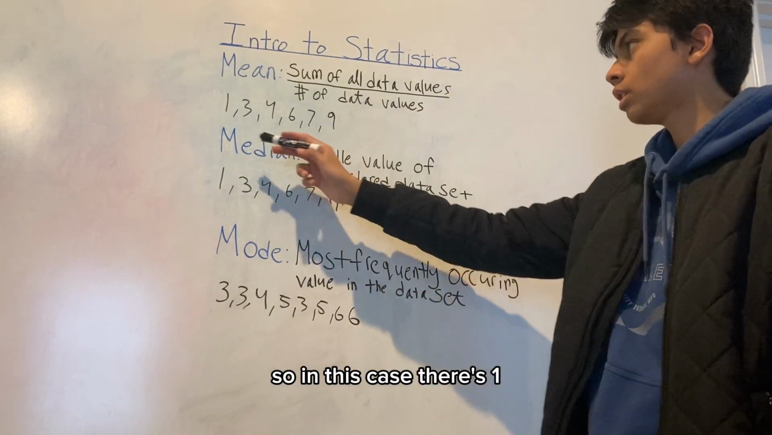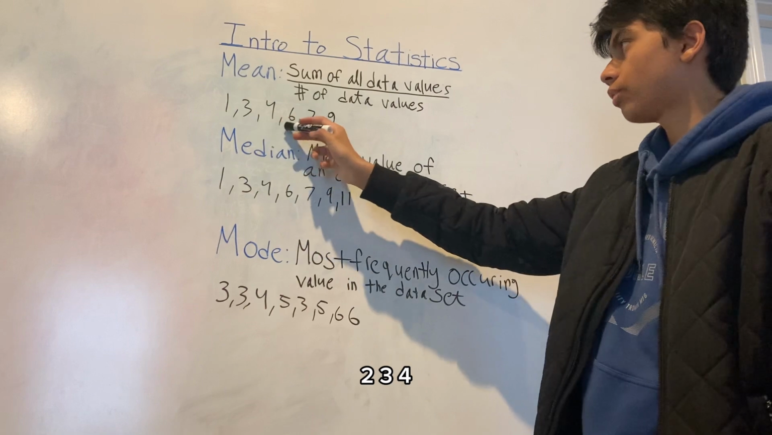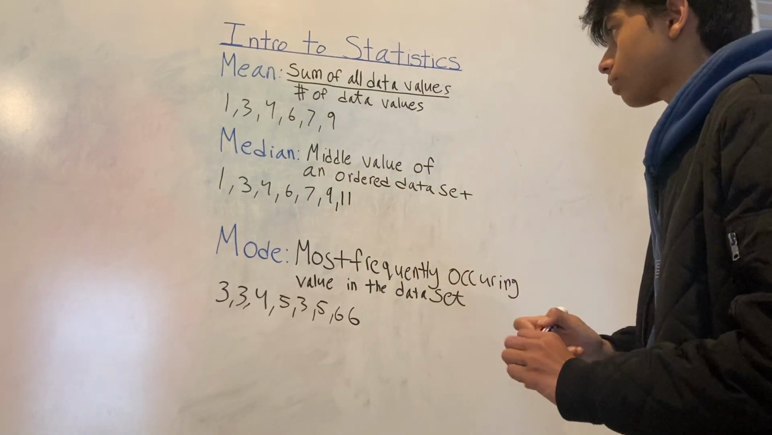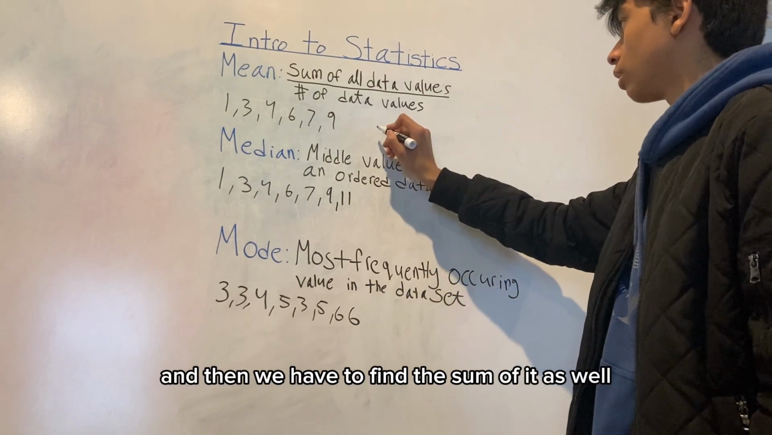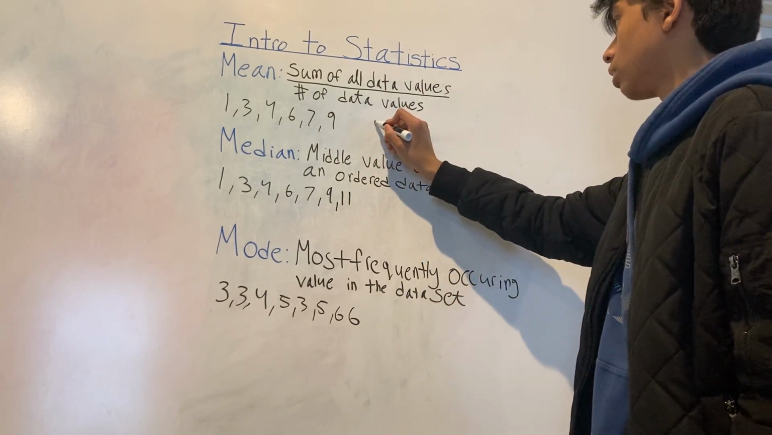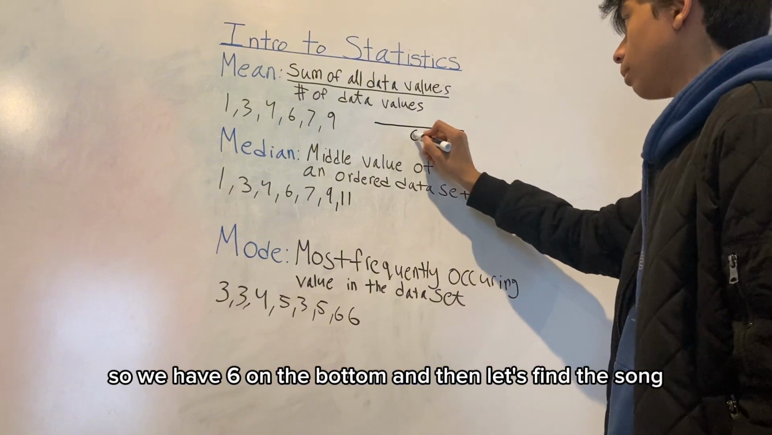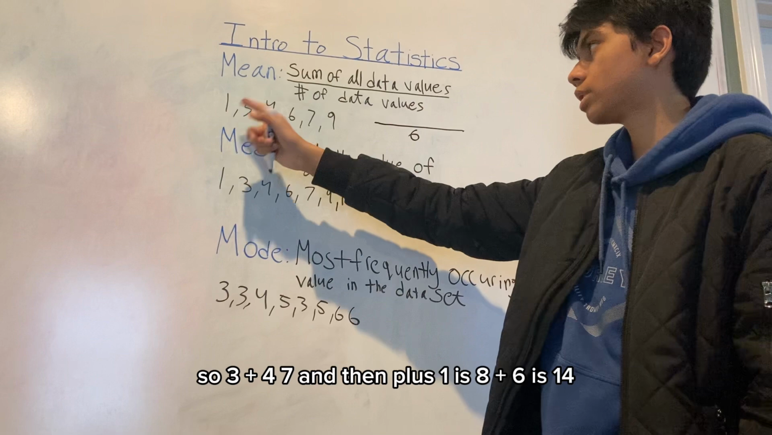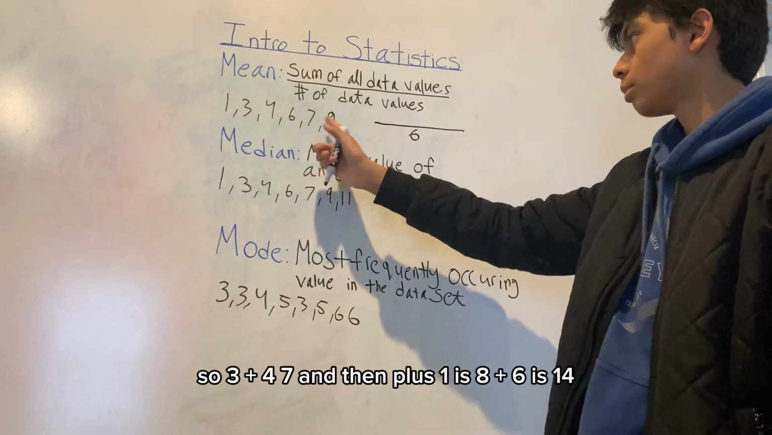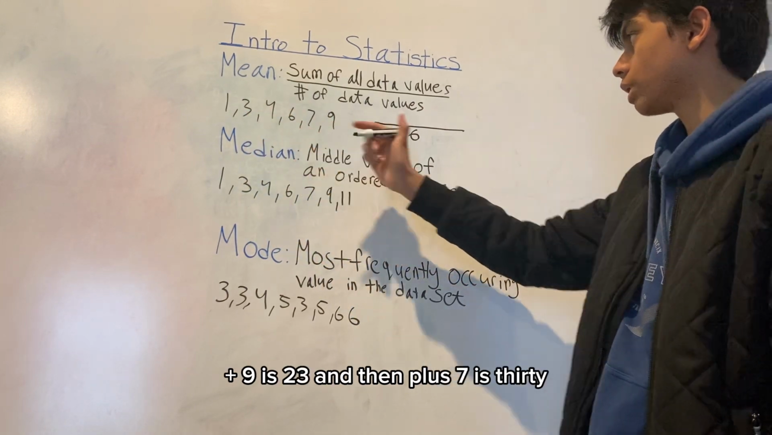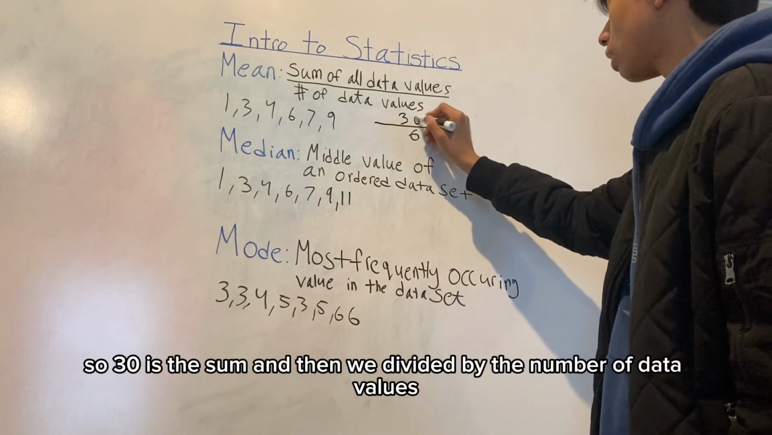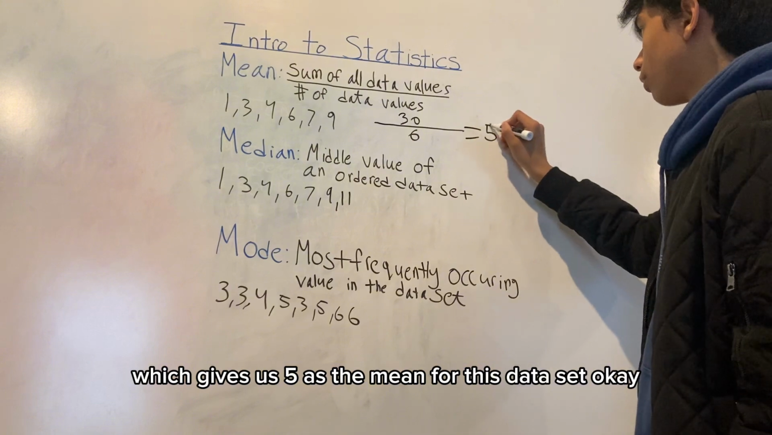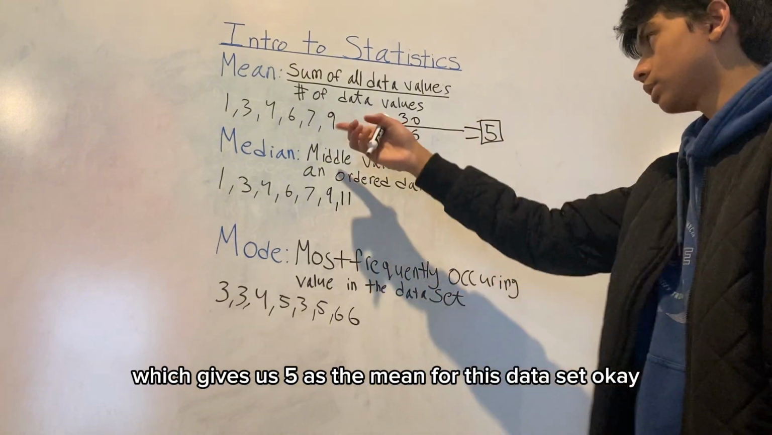So in this case, there's 1, 2, 3, 4, 5, 6 data values. That's the number of data values. And then we have to find the sum as well. So we have 6 on the bottom, and then let's find the sum. 3 plus 4 is 7, plus 1 is 8, plus 6 is 14, plus 9 is 23, and then plus 7 is 30. So 30 is the sum, and then we divide it by the number of data values, which gives us 5 as the mean for this data set.